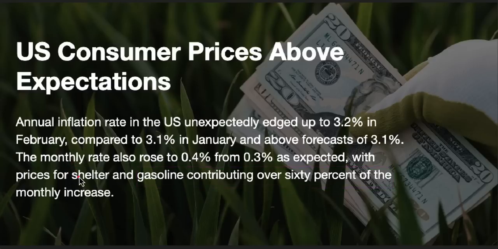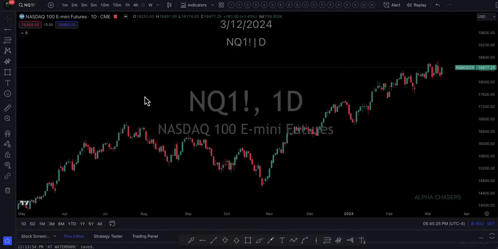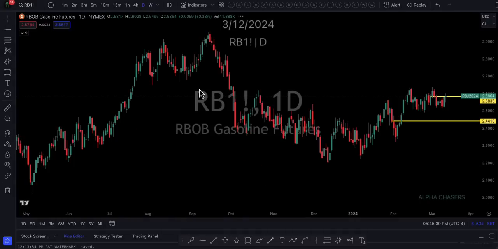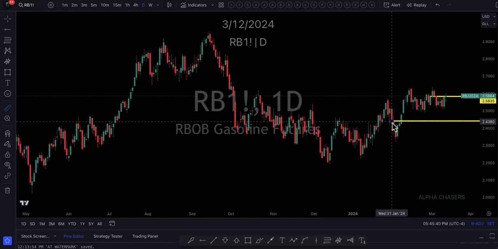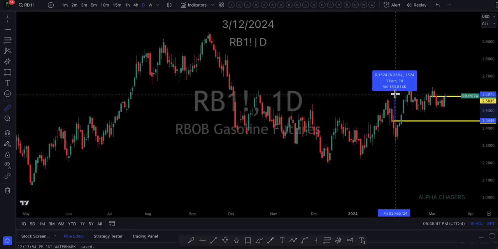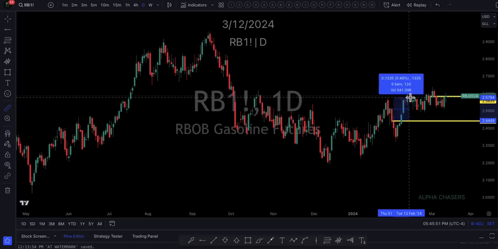Shelter is an easier one to look at through some other data, but the easiest way to calculate this is to look at just gasoline futures. If you are on something like TradingView or whatever system you use, I already have them marked off. Here's January 31st, and then here's February 29th. You go to the next date and ask, where did we open? We opened here, and you can see that gas over the course of the month is up 5.7%.